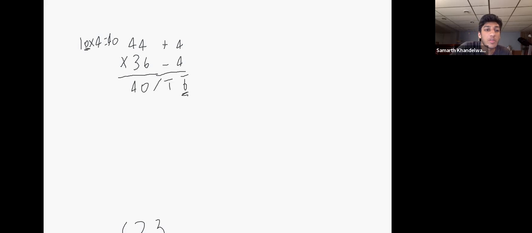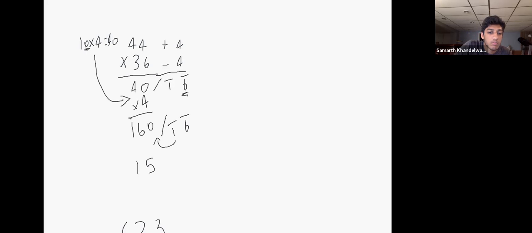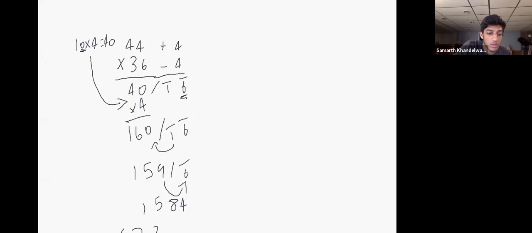But first, we have to multiply by 4. So it's going to give us this. And then you're going to carry. But then you're going to have to reverse carry again because this is a negative number. And there is your answer. Does anybody have a different answer or do they disagree with this in some way?